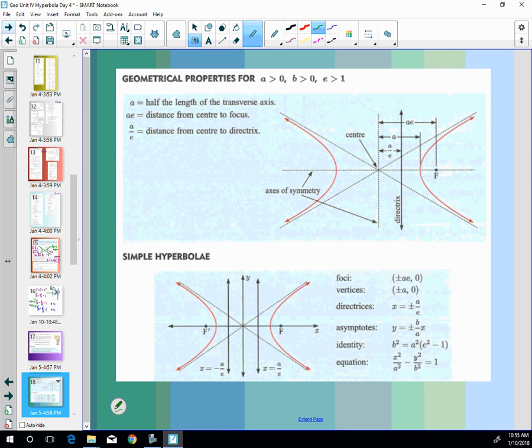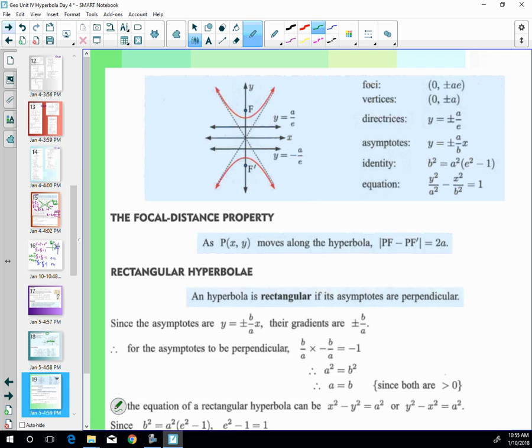Okay, so when you look at the geometric properties, e is greater than 1, we talked about that. a is greater than 0, b is greater than 0. So if you have one of these situations, everything else is the same. Focus is ae, the directrix is a over e. You still have your vertex, your major, and there's no real minor axis, but there is this major axis. This is still a to here, and negative a to here. So that's all. Simple hyperbola, we got that. You've got those formulas. We just discussed it.